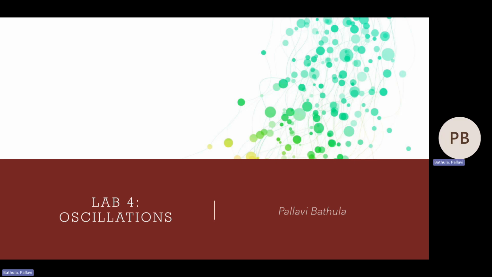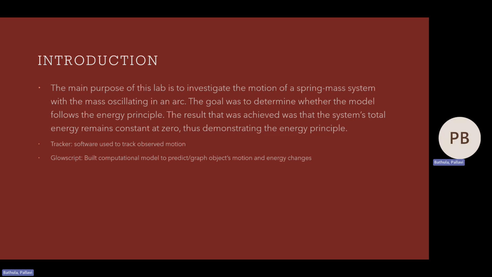My name is Pallavi Batula, and this is Lab 4, Oscillations. The main purpose of this lab is to investigate the motion of a spring mass system with the mass oscillating in an arc. The goal was to determine whether the model follows the energy principle. The result that was achieved was that the system's total energy remains constant at zero, thus demonstrating the energy principle.